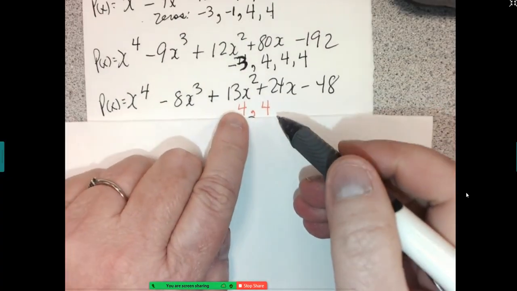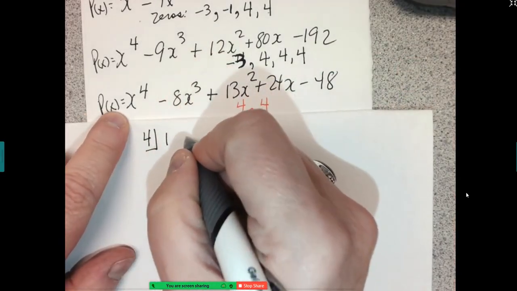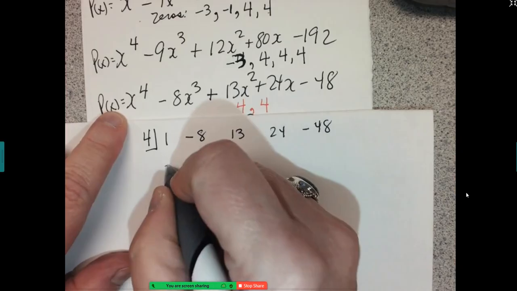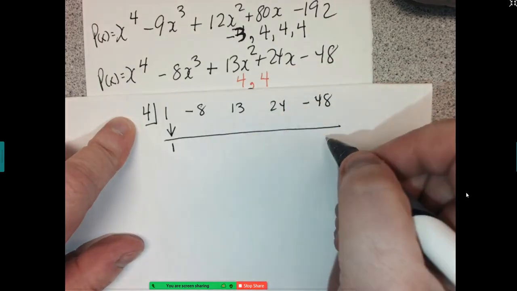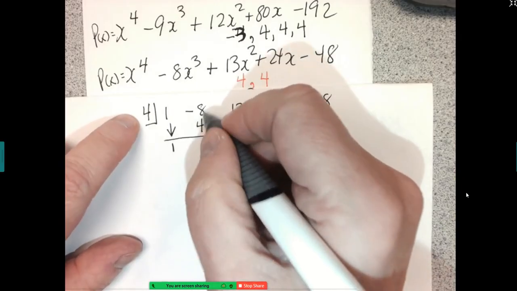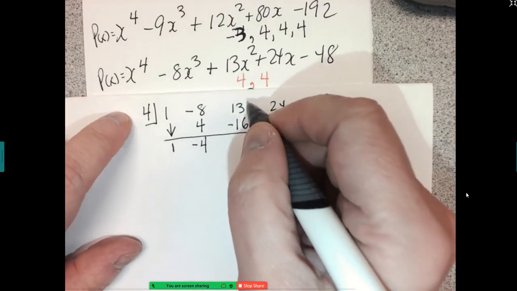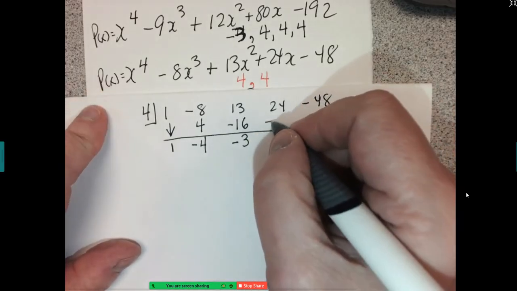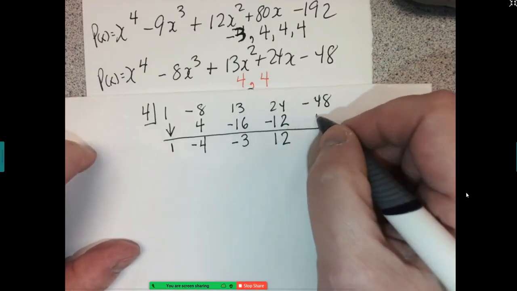So I know for sure that 4 is a 0 and it's repeated twice. I know that for sure. So I'm going to get the ball rolling, and I'm expecting to get 0 here. If I don't, I've made a mistake. 1 times the number in the box, then we add. -4 times the number in the box, and then we add. -3 times the number in the box, and then we add. And 12 times the number in the box, and then we add.